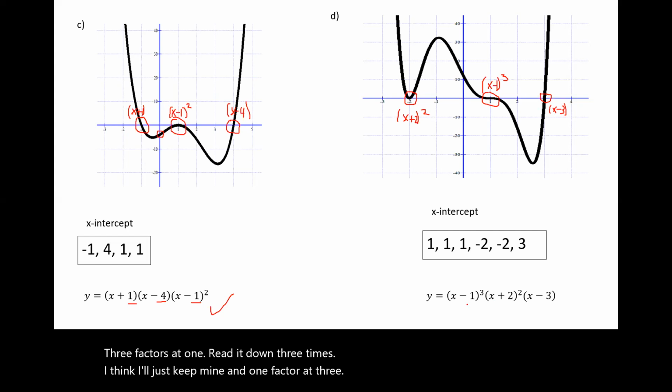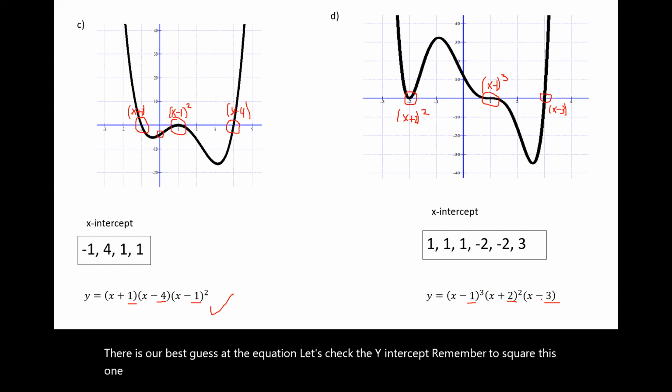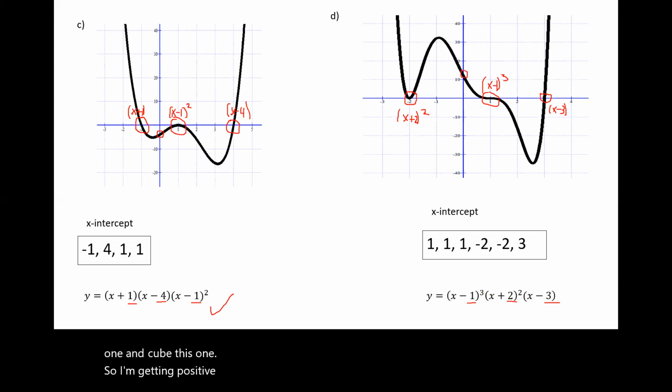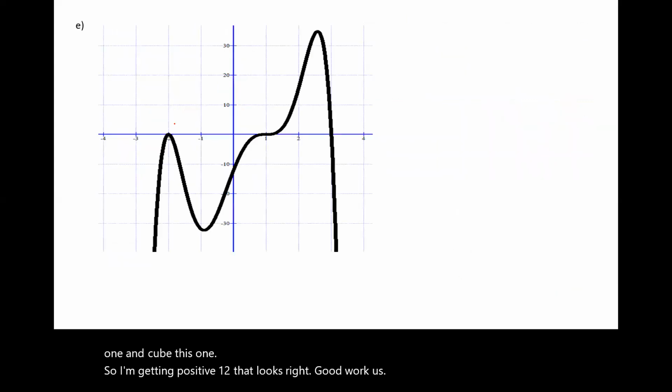There's our best guess at the equation. Let's check the y-intercept. Remember to square this one and cube this one. So I'm getting +12. That looks right. Good work, us. Okay, let's try another one.